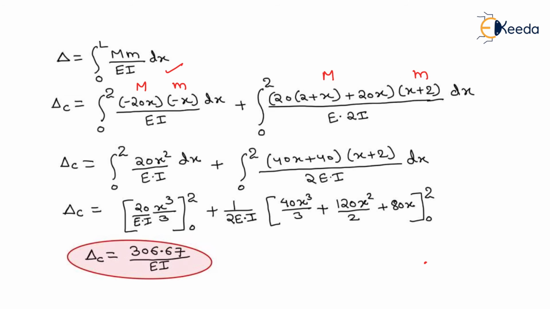After solving this we get delta C as 306.67 upon EI, which is the vertical displacement of the free end of the cantilever beam in the downward direction. So we have computed the vertical deflection of the free end of the cantilever beam as 306.67 upon EI in the downward direction.